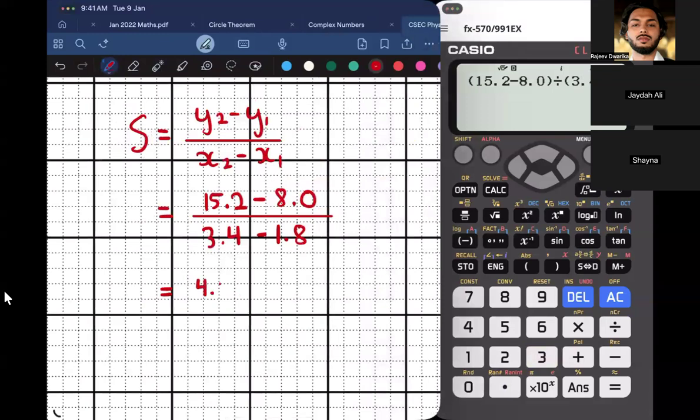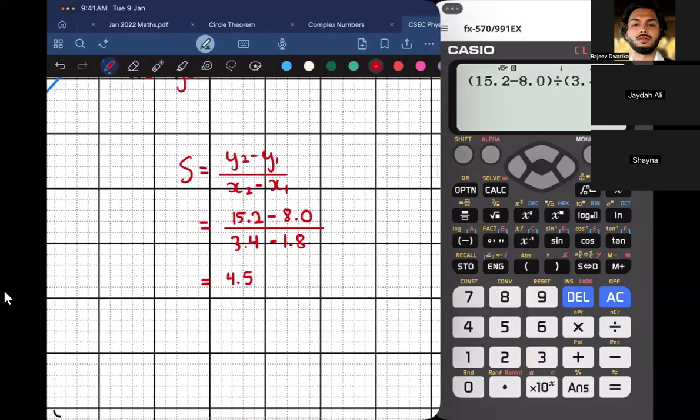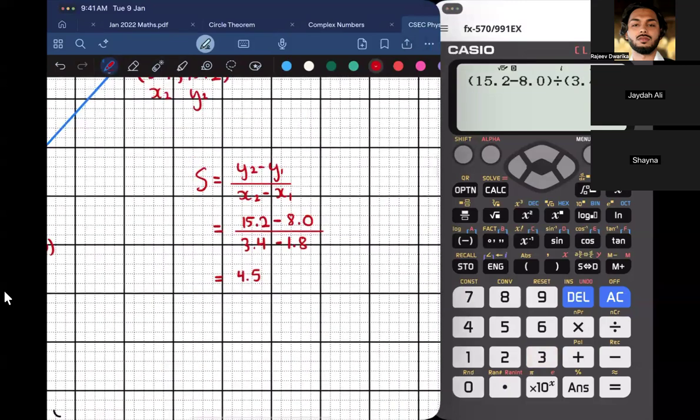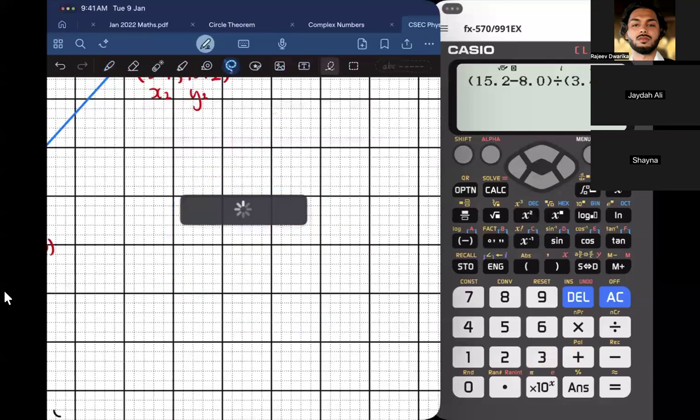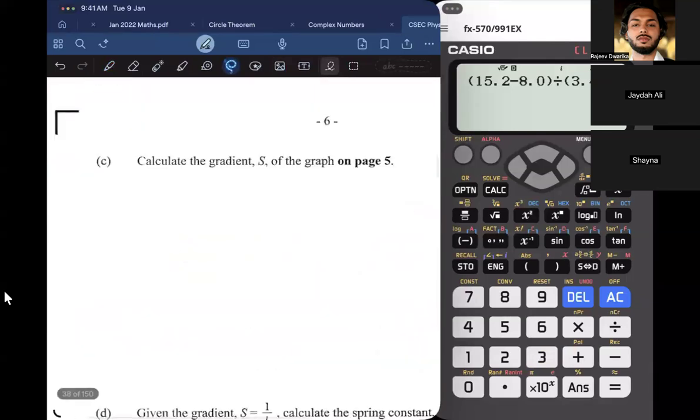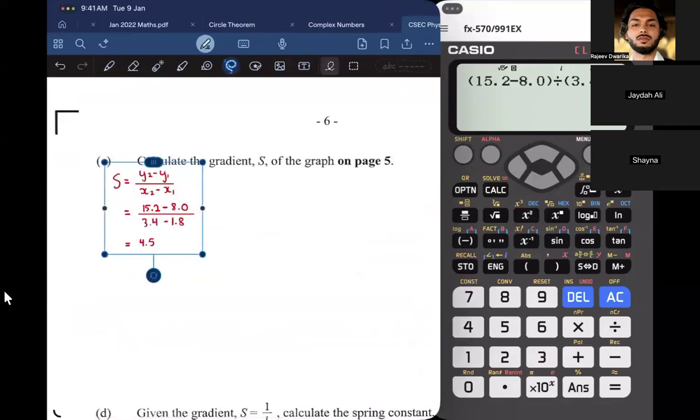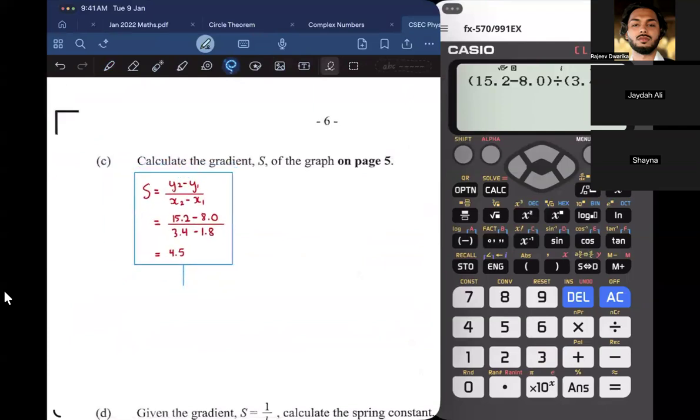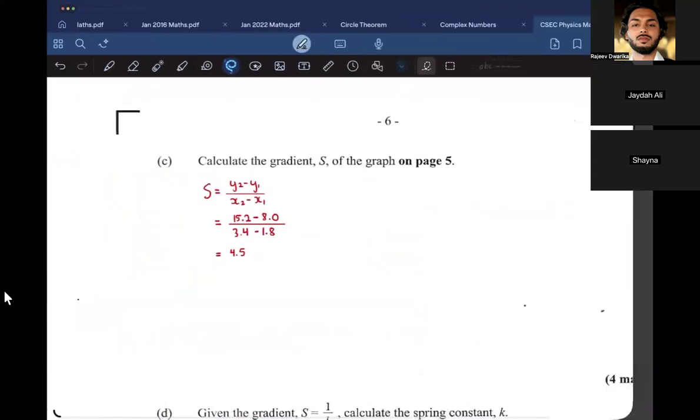Now, Shayla, did you get that as well? Yes, sir, 4.5. Exactly the same thing, or something slightly off? I used your points. But did you get 4.5 or something slightly different? No, exactly 4.5. Exactly 4.5? Wow, that's crazy.